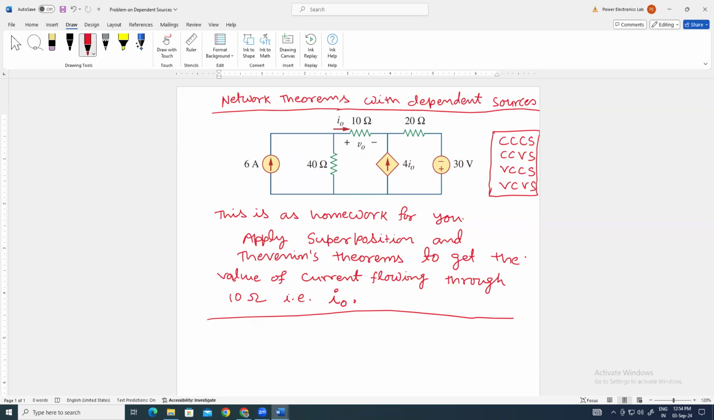एक बार में 6 ampere लेंगे, I naught calculate करेंगे. दूसरी बार में 30 volt लेंगे, I naught calculate करेंगे. और वो दोनों सर्किट सॉल्विंग के टाइम पे dependent source as it is पड़ा रहेगा, उसके साथ ही हमको सर्किट को सॉल्व करना है. क्लियर? सो इस टाइप के प्रॉब्लम को dependent source के साथ अगर सॉल्व करना होता है, तो dependent source को हम टच नहीं करते हैं, उसके साथ ही सर्किट को सॉल्व करते हैं.